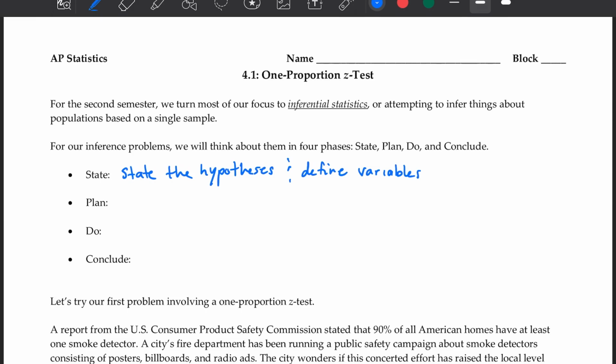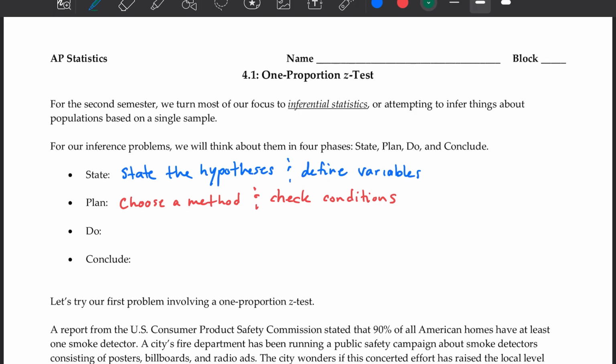But as we get further along, we'll see that we end up dealing with a couple of different parameters that we're interested in. Plan is where we are going to choose a method and check conditions. So we're going to state what we're doing. In this particular example, today we'll always be saying we're doing a one proportion Z test. There are more tests that we need to differentiate, make sure we state that, and then check our conditions.